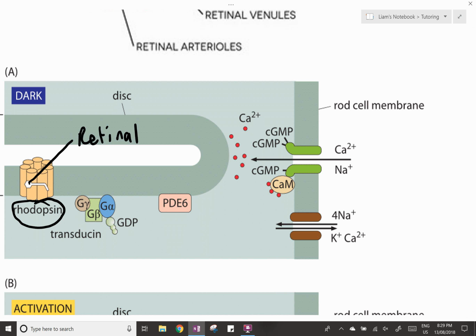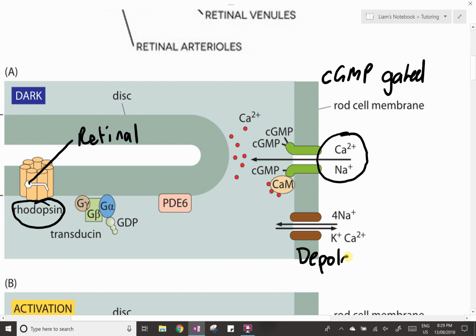So basically what happens is in the dark state, retinal is in a certain conformation so that it's not active, and instead you have these channels here constantly open. Now these are cyclic GMP gated channels, which means that as long as there's cyclic GMP present in the cell, those channels are going to be open, and because it's letting in calcium and sodium, what we're going to see is that this cell is going to be depolarized.